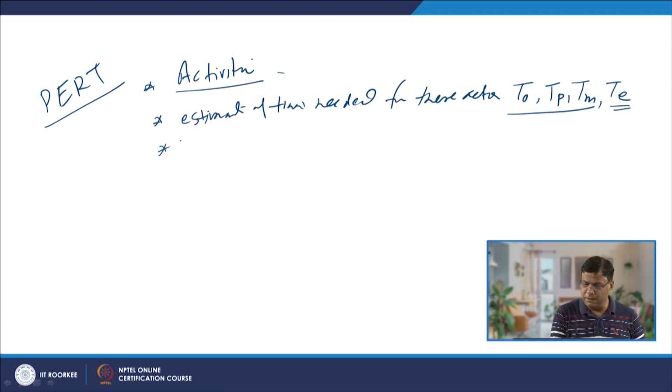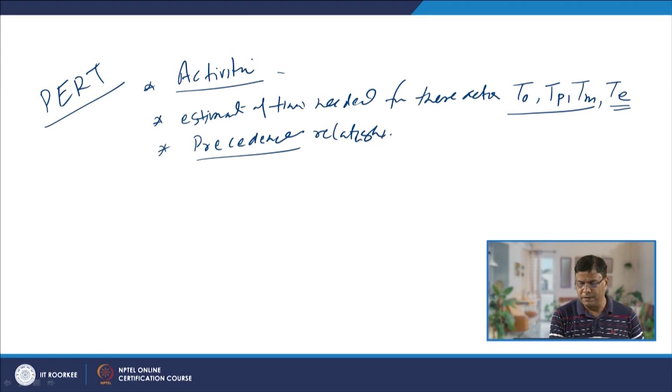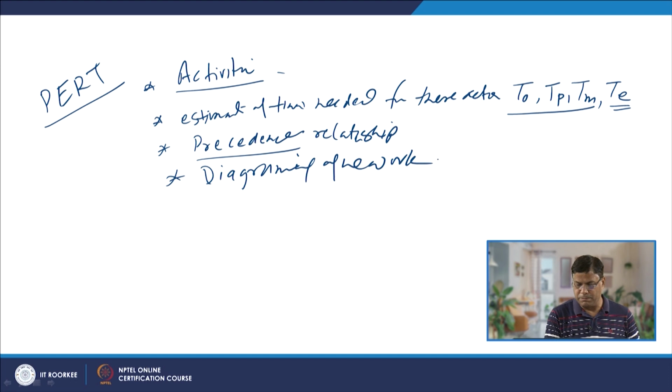And then after estimating these time values, we try to determine the precedence relationship if there is one. So, that precedence relationship for various activities is identified, and based on that comes the diagramming of the network, which is developing a suitable diagram showing the various activities with the precedence relationship.